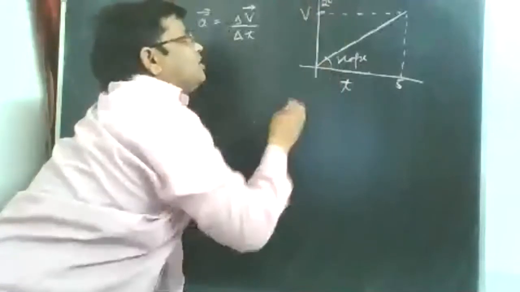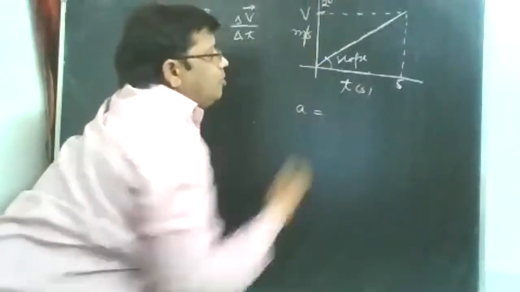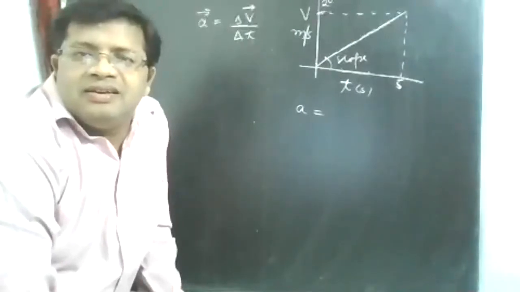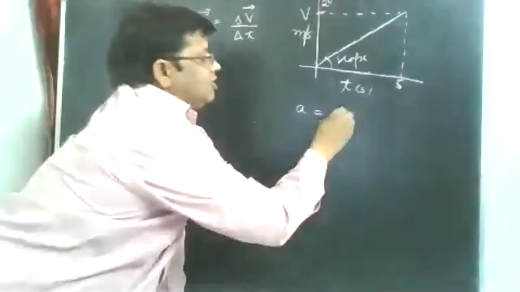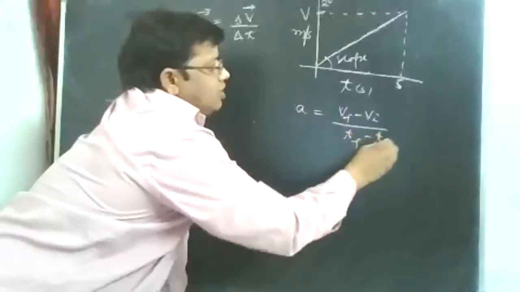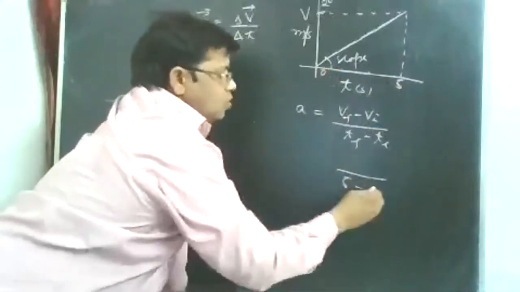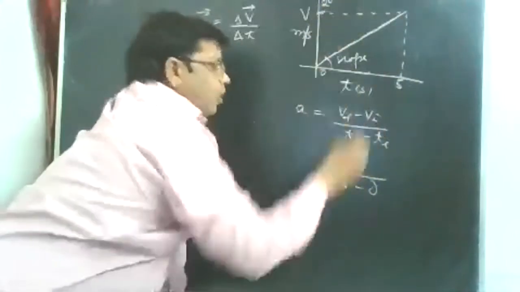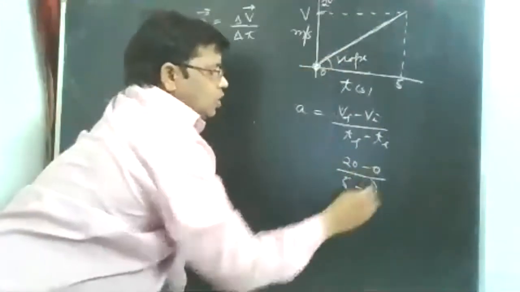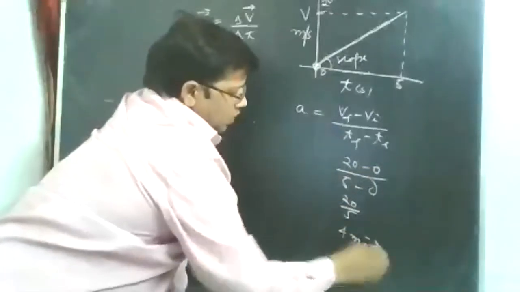But if the graph is like this, time is 5 seconds and velocity is 20. But what is the acceleration? Meter per second is the unit of velocity and unit of time is second. What is the acceleration of the body? Change in velocity: final velocity minus initial velocity, time final minus time initial. What is the time final? 5. What is the initial time? 0. At 5 seconds, what is the velocity? 20. And at time 0, what is the velocity? Origin, 0. 20 by 5. That is 4 meter per second square.